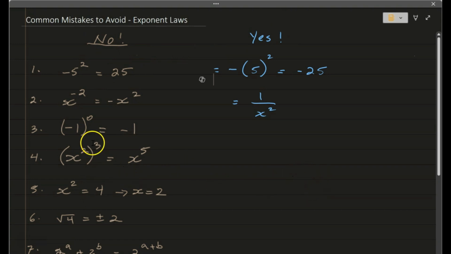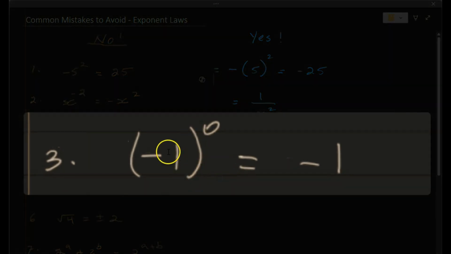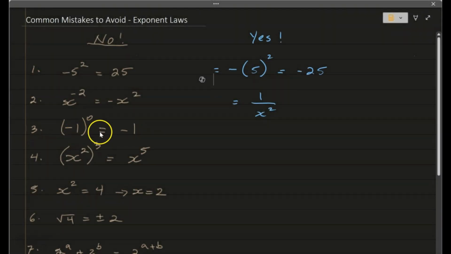Okay. Next one, negative 1 all to the exponent of 0. A lot of students will make this mistake and call that negative 1, and they just ignore the 0. Remember, anything to the exponent of 0 is 1. So the answer to this power statement is 1, not negative 1.